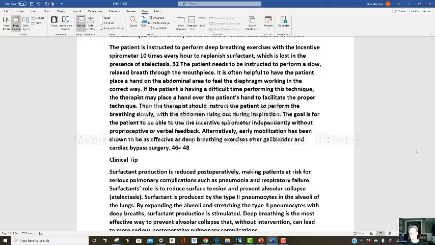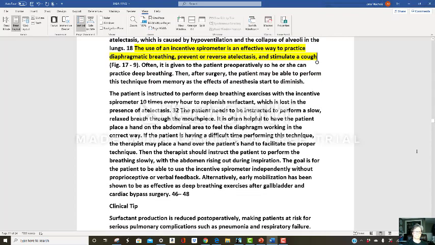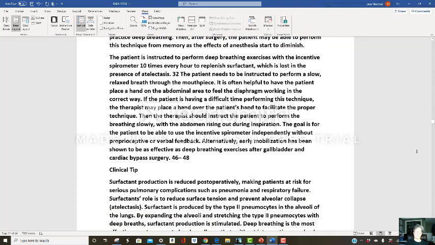It is often helpful to have the patient place a hand on the abdominal area to feel the diaphragm working in the correct way. If the patient is having a difficult time performing this technique, the therapist may place a hand over the patient's hand to facilitate the proper technique. Then the therapist should instruct the patient to perform the breathing slowly, with the abdomen rising up during inspiration. The goal is for the patient to be able to use the incentive spirometer independently without proprioceptive or verbal feedback.